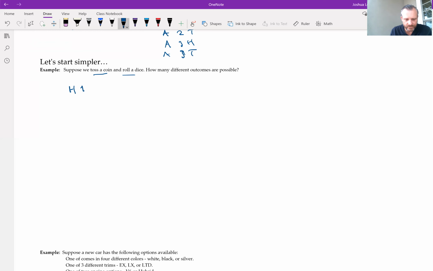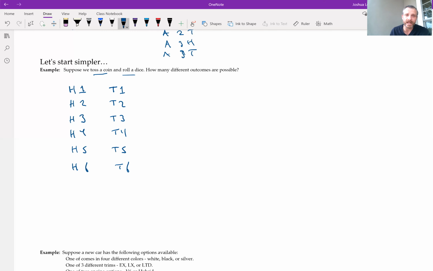So my possibilities would be heads and 1, heads and 2, heads and 3, heads and 4, heads and 5, heads and 6. Or we could play the case where the coin is tails and have tails 1, tails 2, tails 3, tails 4, tails 5, tails 6. Now, you can convince yourself fairly easily that this is all possibilities, right?